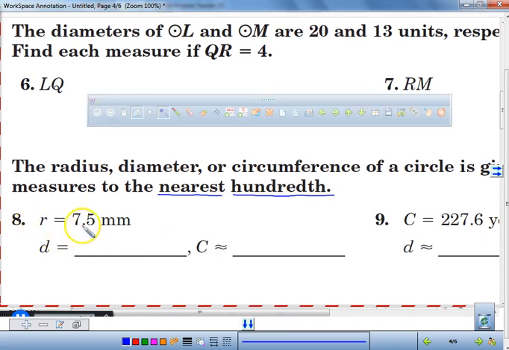Now, number 8 is pretty easy. If the radius is 7.5, what's going to be the length of the diameter? Yeah, 15. So just put 15. That was easy. Now, find the circumference. The circumference is equal to pi times the diameter. So you can just take pi and multiply it by 15. Now, the exact answer, everybody, the exact answer in terms of pi would be 15 pi millimeters.